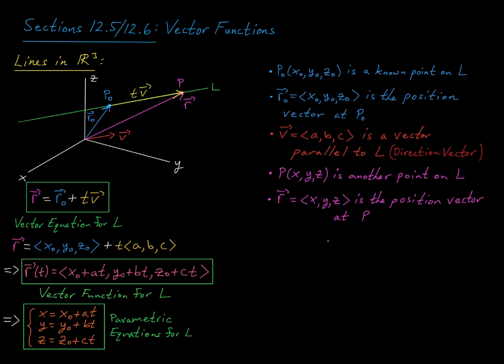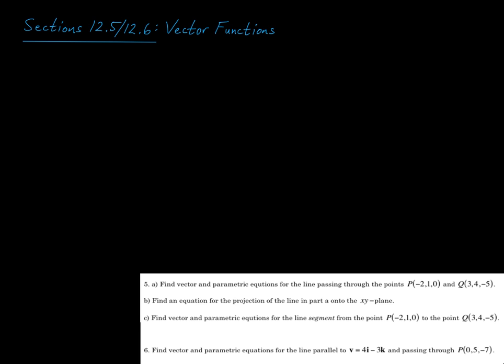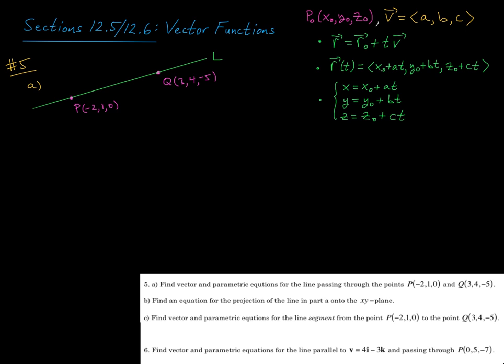Okay, cool. So now with all that in place, let's go ahead and look at question 5. I'm going to go ahead and make some space here. And up here in the upper right, I've just copied all of those equations we just derived for our reference. Okay, so 5a says find vector and parametric equations for the line passing through the points P, whose coordinates are -2, 1, 0, and Q, whose coordinates are 3, 4, -5.